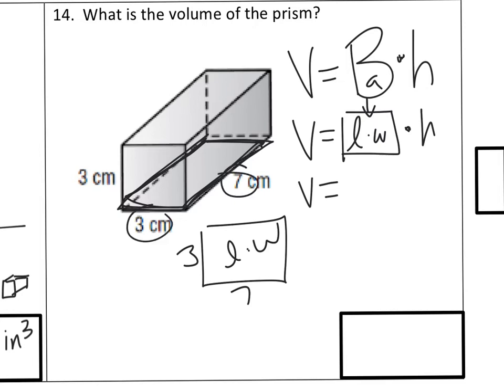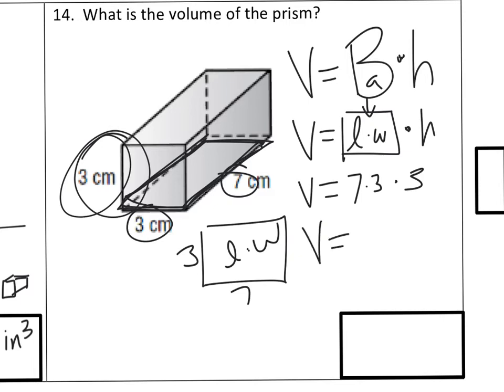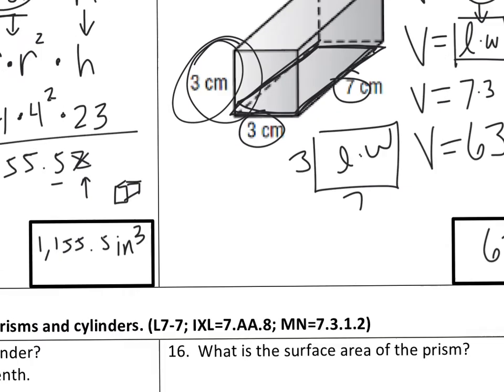So the length and the width, we got 7 times 3, and then times the height, and the height is this one right here. There goes 3. When you multiply all that together, you got 63, and that's 63 centimeters to the 3rd power, which represents cubic centimeters. All right, let's try number 15.